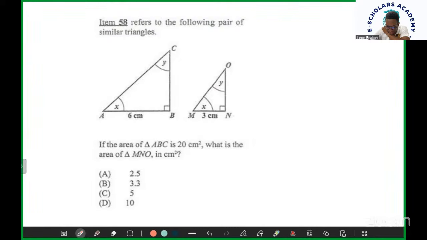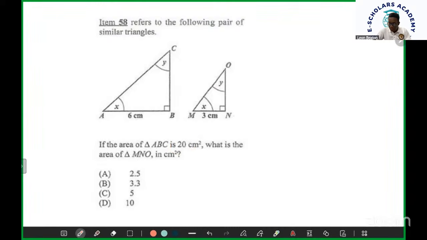If the area of triangle ABC is 120, what is the area of MNO? So let's be careful with this one. Like this one here, I had a big debate. Not really a debate, a little misconception among some maths people. So let's see. The area of ABC is 20. So let's play this one carefully.